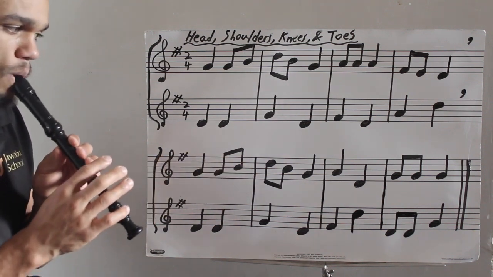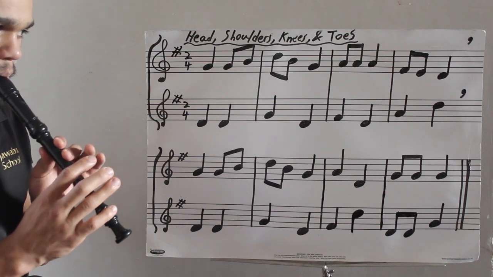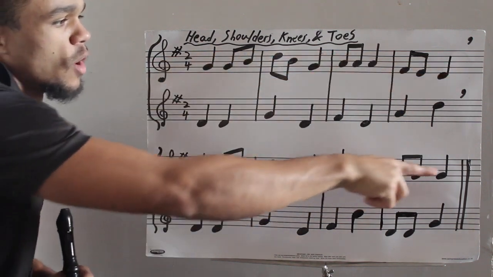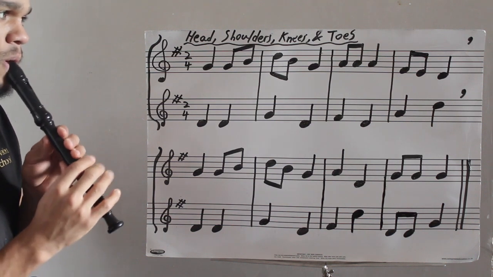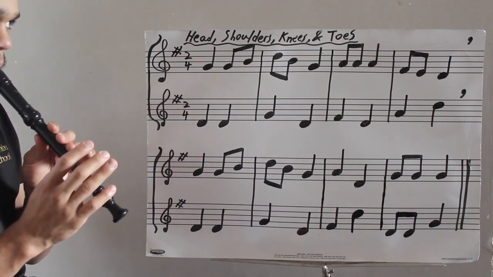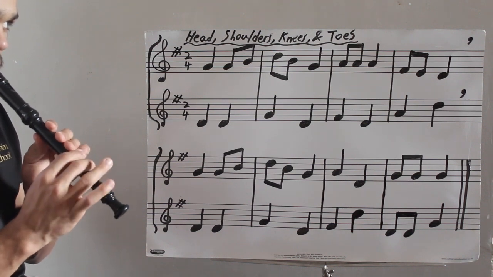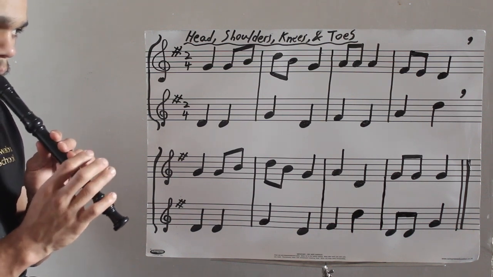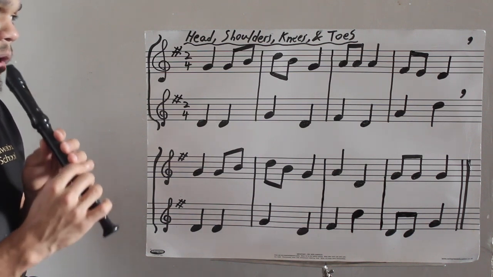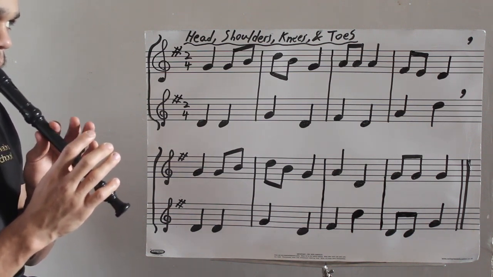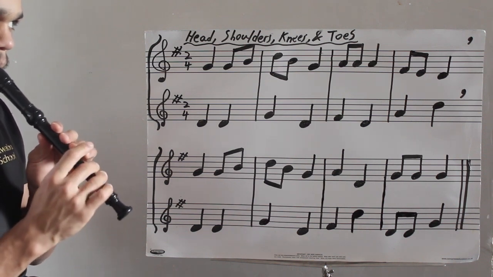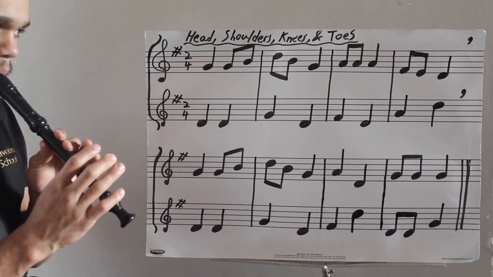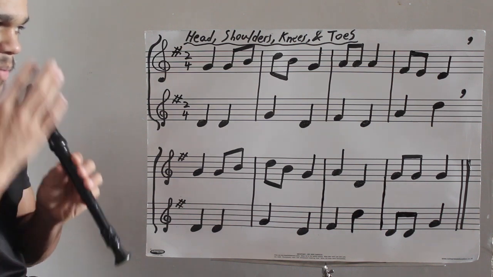Melody, go. Now let's put line number 1 and line number 2 of the melody together. 3, go. A bit slower.